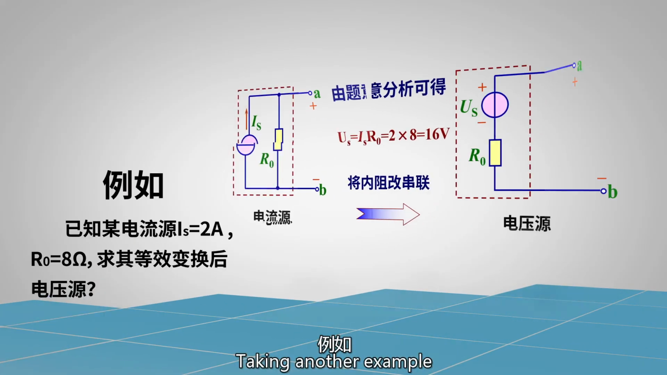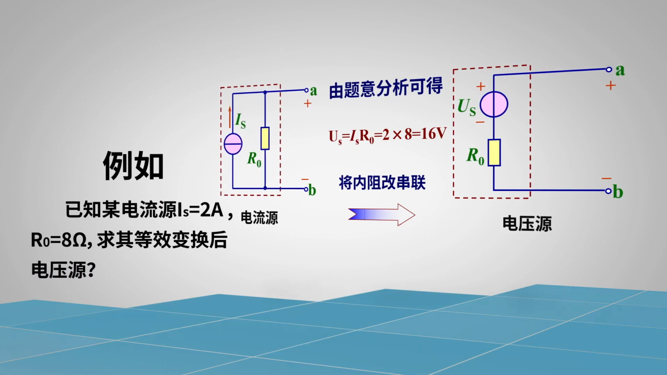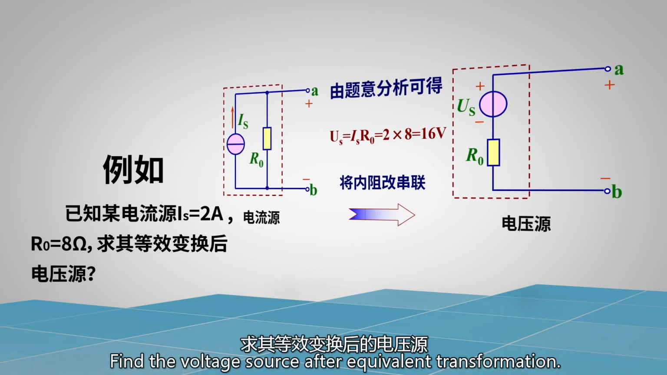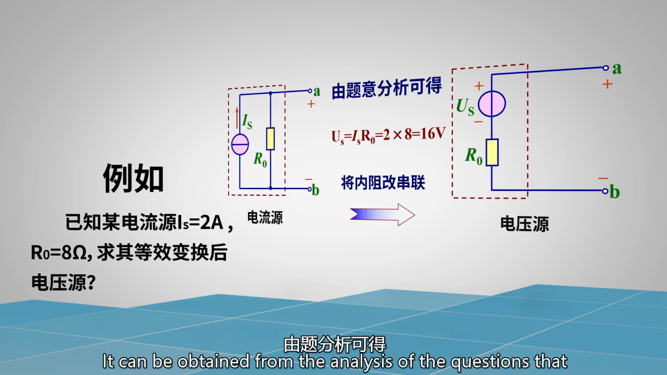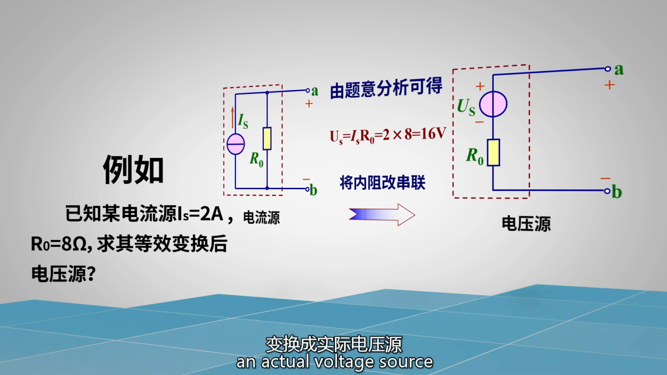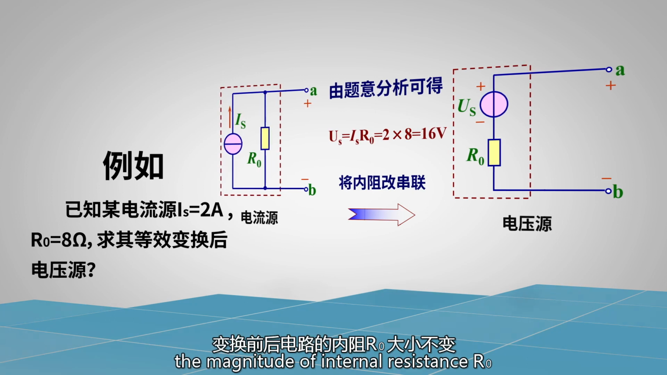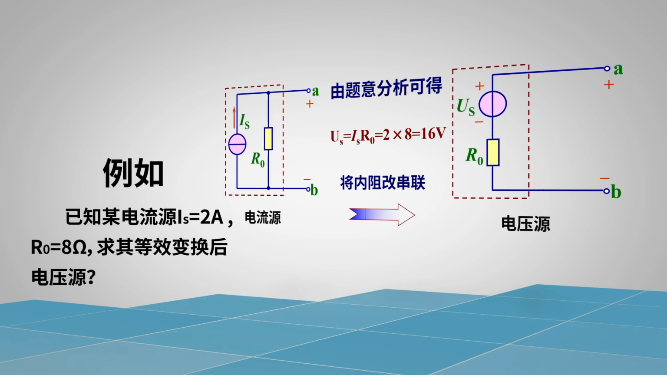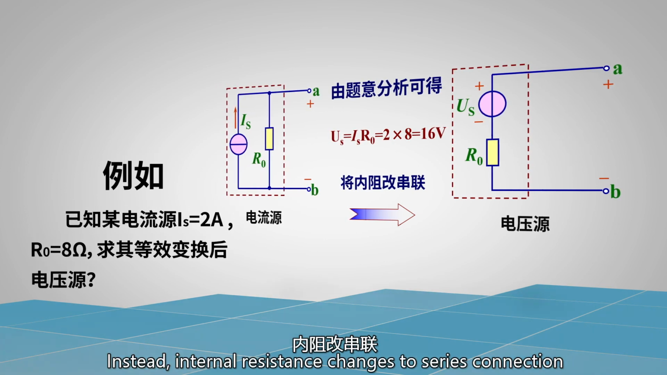Taking another example, given a current source I sub s equals 2A and R0 equals 8 ohm, find the voltage source after equivalent transformation. It can be obtained from the analysis of the question that, in order to convert the actual current source into an actual voltage source, the magnitude of internal resistance R0 of the circuit before and after transformation will not change. Instead, internal resistance changes to series connection.